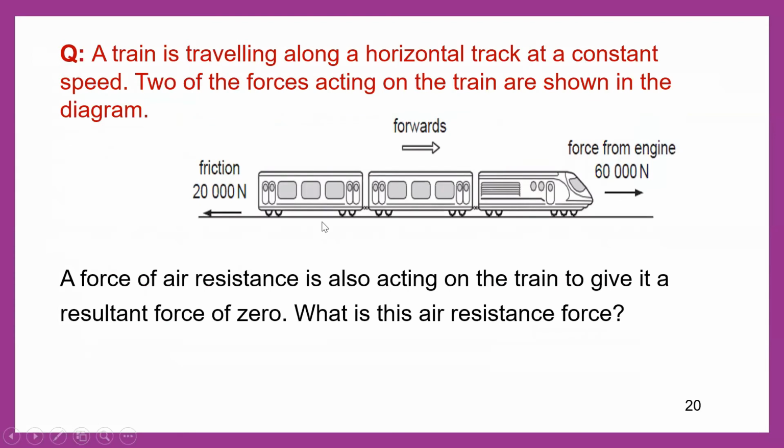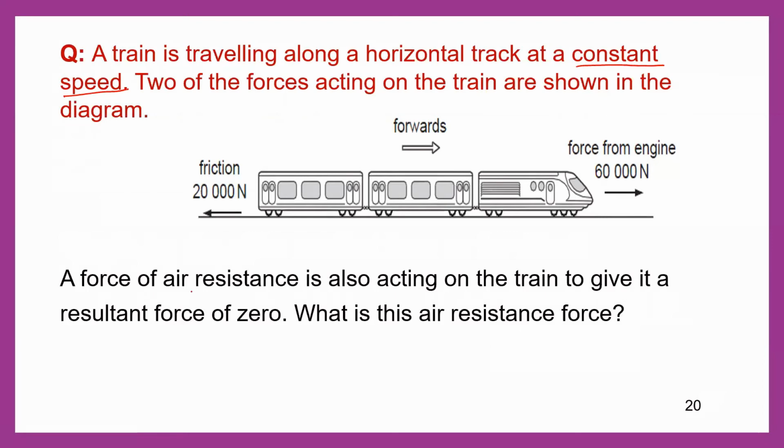Now we are going to practice another question. A train is traveling along a horizontal track at a constant speed. Two of the forces acting on the train are shown in the diagram. When they say it's moving with constant speed, that means the acceleration of the object is 0, so the forces should be balanced in this case.